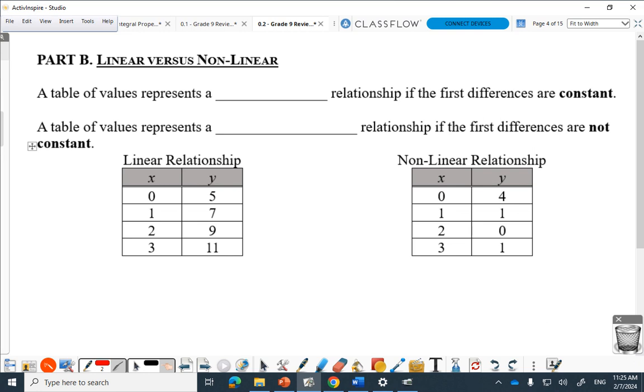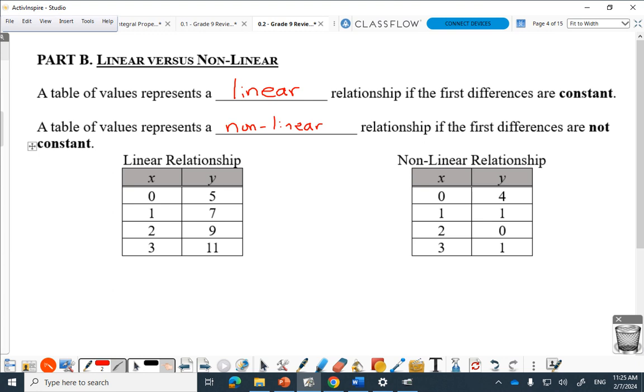So, linear versus nonlinear. Do I have time to do this? Yeah, we'll do one more. A table of values represents a linear relationship if the first differences are constant. Did you use those words in grade 9, the first differences? Okay, good. A table of values represents a nonlinear relationship if the first differences are not constant.